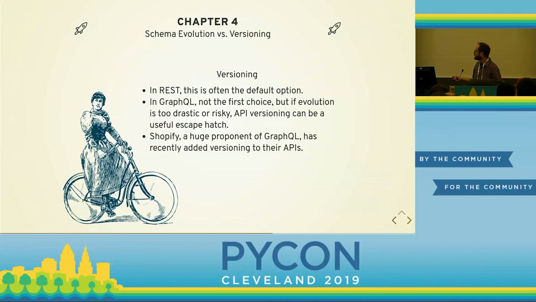Shopify, which is a pretty big proponent of GraphQL, has recently added versioning to their APIs because they have a special use case where they're providing a platform for people to build consumer products, so they want to have a stable API.